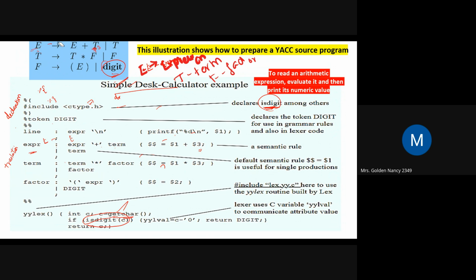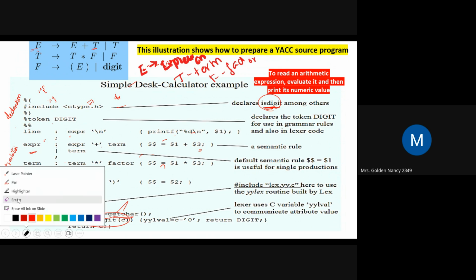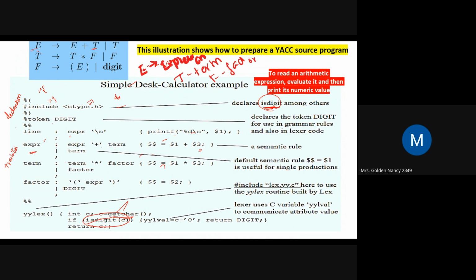Okay, fine. So now we have declared the first term. Now we are going to include the next one. The next is your term, T. T is nothing but term. Term gives term star F, the same thing, term star.